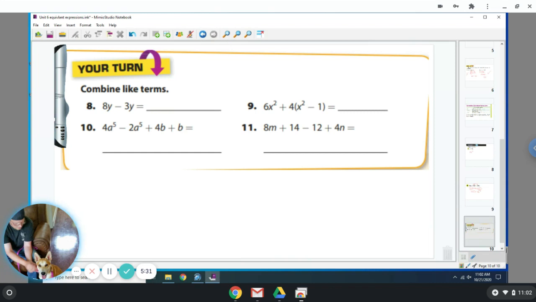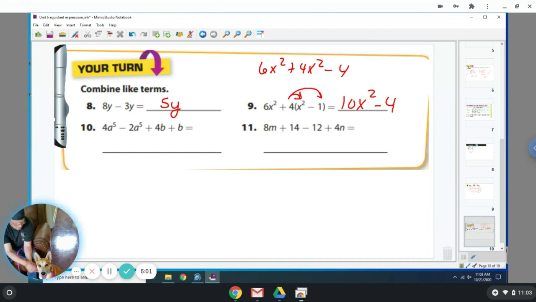All right, so now we're going to practice these. So 8y minus 3y. So 8 minus 3 is 5. So that's 5y. So we're going to distribute the 4. So you have 6x squared plus 4x minus 4. So 6x squared plus 4x squared is the same thing as 10x squared minus 4. And you can't do anything else because the minus 4 doesn't have an x squared on it.